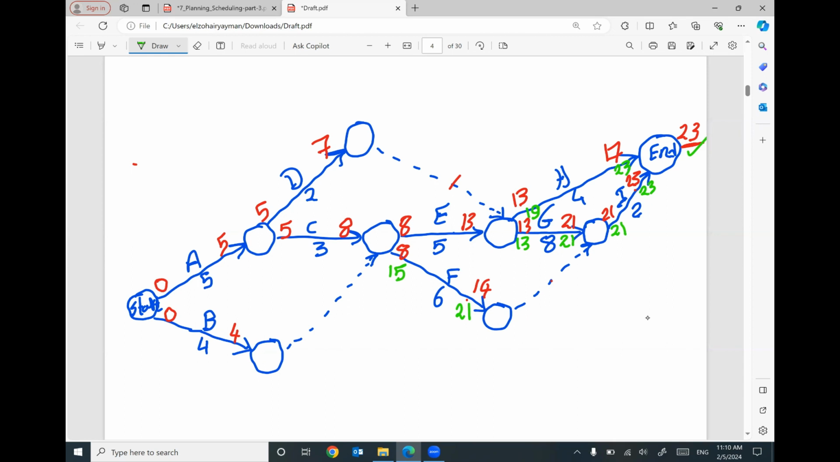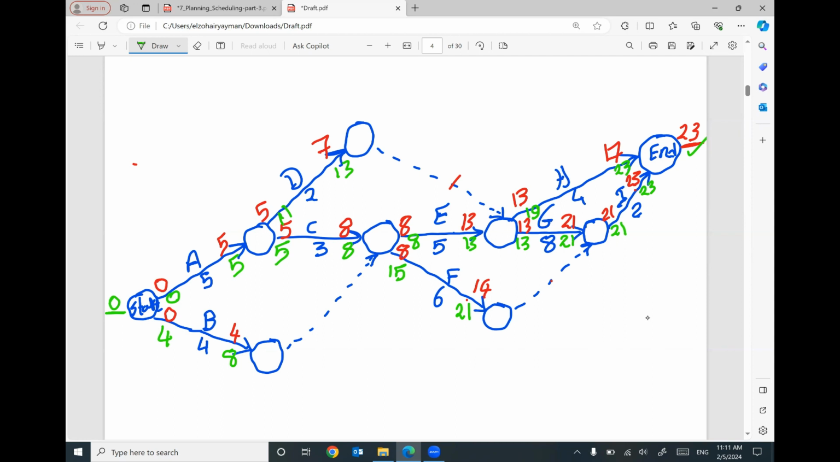We have here 13 and 19. I'm going to use the smallest number, which is 13 minus 5 will be 8. Based on this dummy activity, we have 19, 13. I'm going to use 13, which is the smallest number, minus 2 will be 11. We have here 8 and 15. I'm going to use the smallest number, 8, and also the smallest number here, 8, based on this dummy activity. 8 minus 3 will be 5. 8 minus 4 will be 4. We have here 11. We have here 5. I'm going to use the smallest number, 5. 5 minus 5 will be 0. By the end, we have 0 and 4. I'm going to use 0.